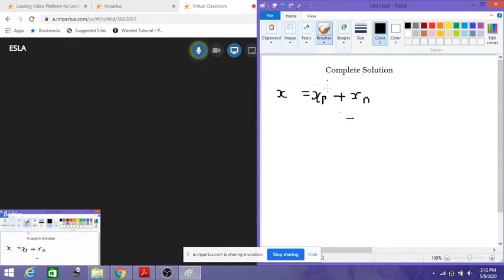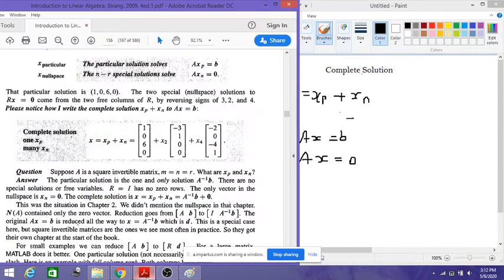How do we find the particular solution? We'll consider that Ax equal to b. Then we'll find the particular solution, whereas in the null space solution we'll consider that Ax is equal to 0. It means the right hand side we'll consider as 0. Then every alternative free variable we will make as 1, and then we'll find the special solutions. That is how we're going to find the complete solution by adding the particular solution and the null space solution.